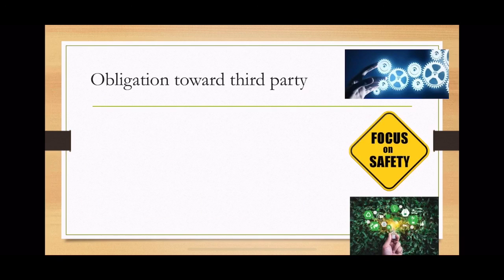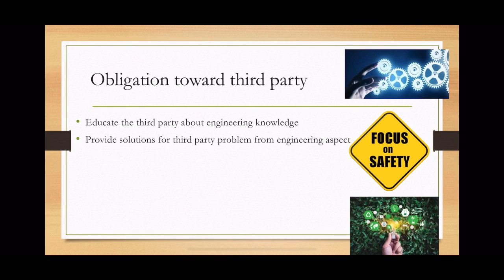Next, the obligation toward third parties. Engineers should educate the third party about engineering knowledge. This is to ensure the third party knows why engineers do things their way. Next, engineers should provide solutions for third-party problems from an engineering aspect. This is to ensure the third party gets their best solution in the engineering aspect to solve their problem. Next, engineers should ensure the safety and welfare of the third party. Engineers should build something that is safe to be used and brings benefit to the third party.